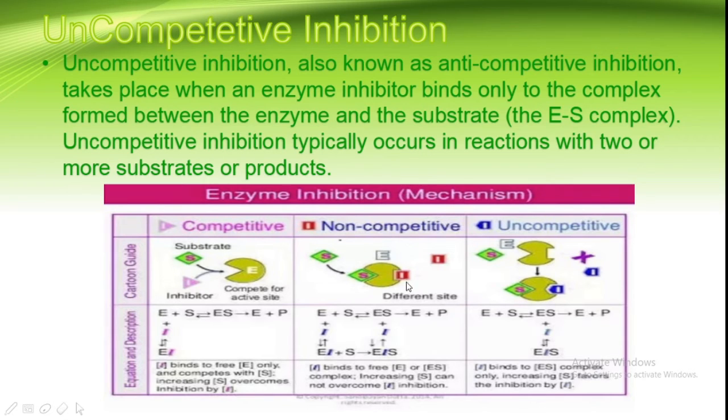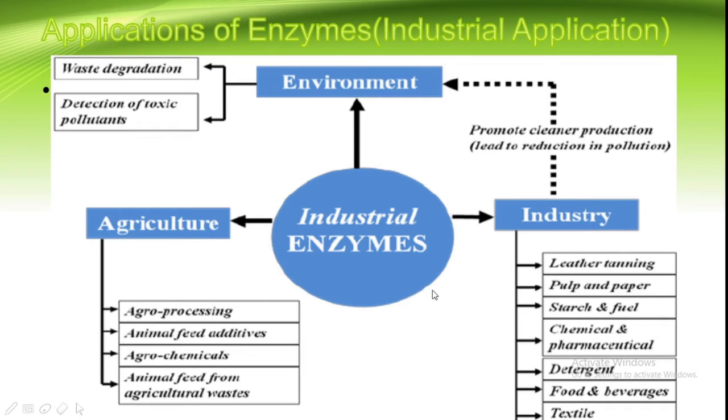Non-competitive, they attack on a different site, but the substrate will not fit in it, and this is the non-competitive one. And in uncompetitive, it will de-shape the active site, so the substrate will not come and the reaction will not proceed. So in this way you learn about the inhibitors and inhibitions.